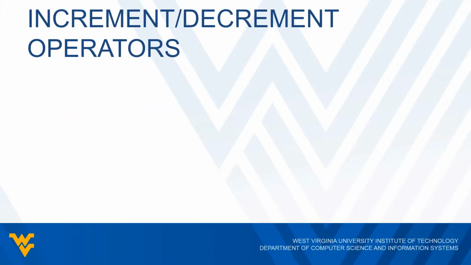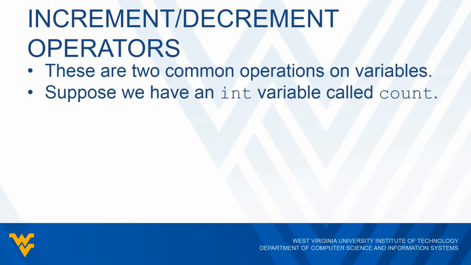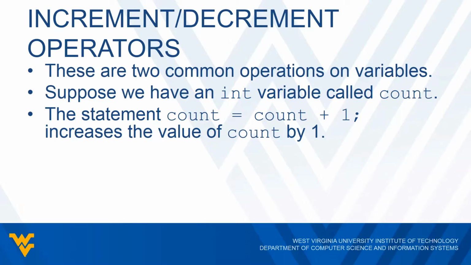The next operators that we'll take a look at are increment and decrement operators. And these are two of the most common operations that we do on variables. So let's say I have some integer variable and we'll call it count. If I want to increment it, well, I could just say count equals count plus 1. That will increase the value of count by 1, because on the right hand side, I do count plus 1, I take that result and I store it into count. So yes, that will work.